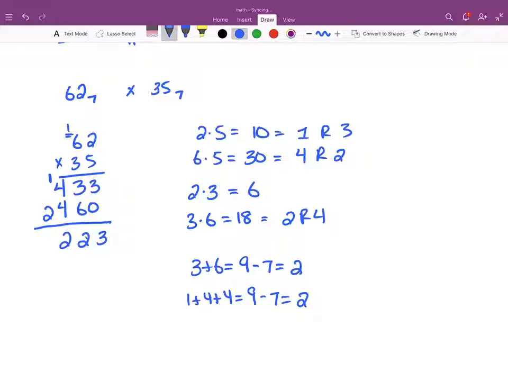So here's 2, carry the 1. 1 plus 3 is 3 plus... 3, 2, 2, 3, base 7. So now we can multiply in different bases.